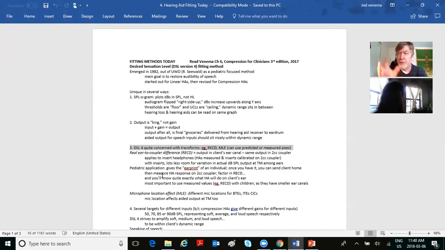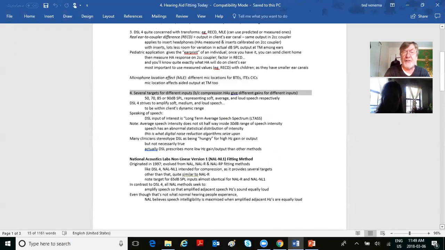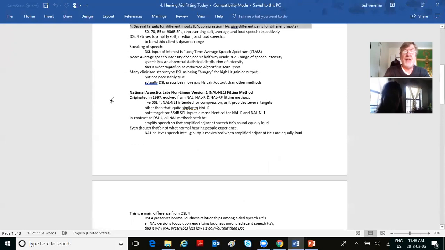It really looked at a bunch of things, and it was a real pioneering fitting method because it changed things. And DSL-4 offered more than one target because you're talking compression here, so there's a lot of stuff that it did. Then NAL-NL1 came out, and we talked about the differences between the two.